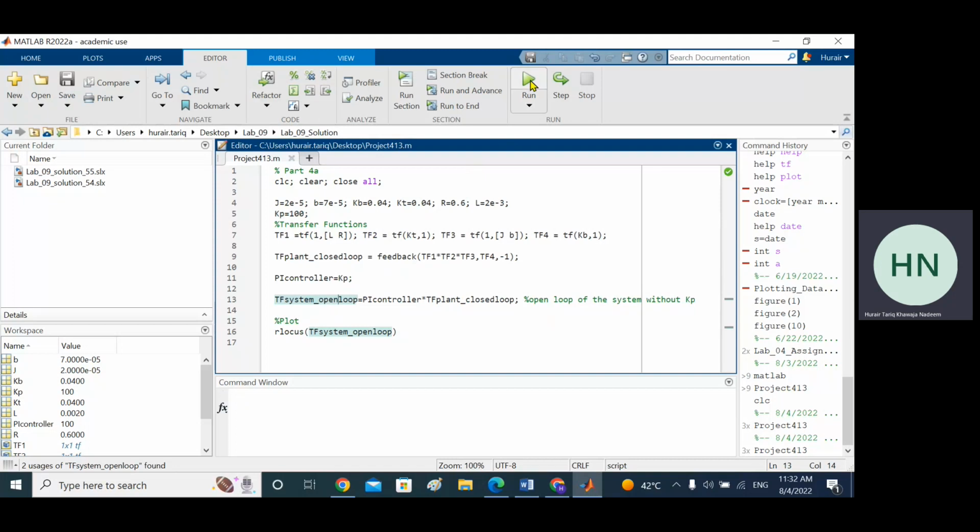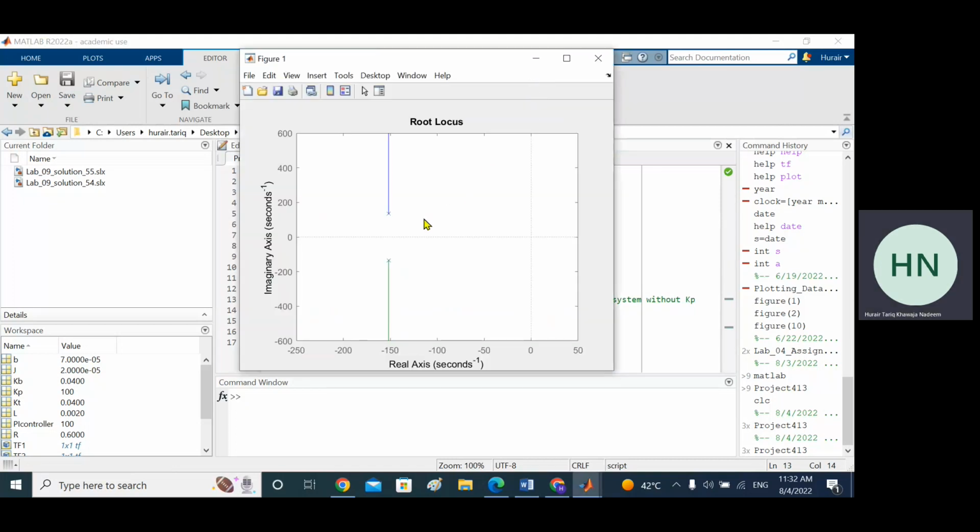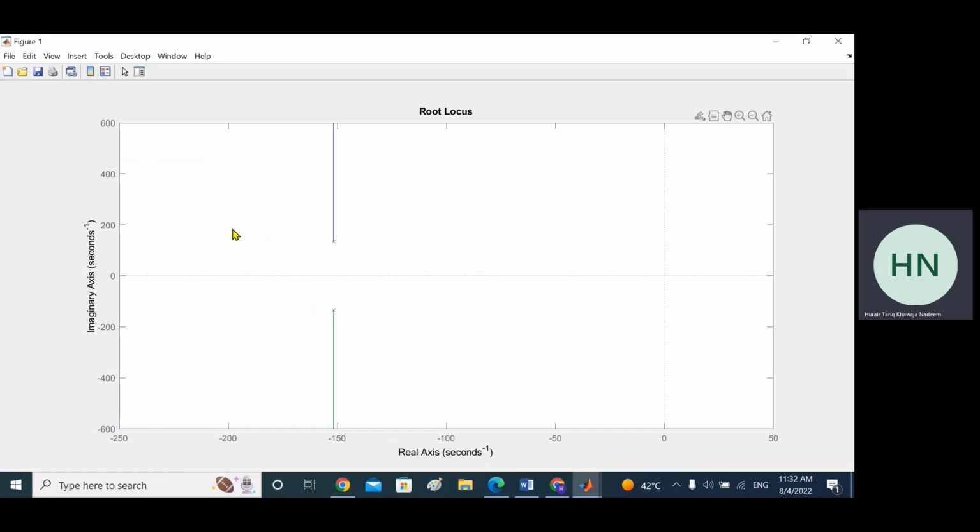Now, when I run this, I'm going to get this graph, and this graph is actually the root locus. These crosses mean the poles. The poles are going up like this, and the poles over here are going over here. Remember, this is the 0 line, this side is the left half plane, and on the right side of this 0 line is the right half plane.